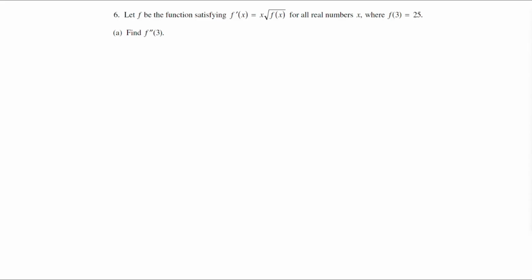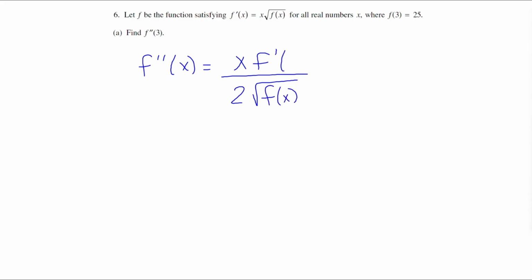So we're going to get a second derivative here. We're just going to take the derivative of x root f of x. So f double prime of x, we'll use the product rule, right? It's x times the derivative of root f of x. Well, root f of x has a derivative of 1 over 2 root the function times the derivative of the function, which is f prime of x. Then we'll add to that, with the product rule, the second part of the product rule, the derivative of x, which is 1, times root f of x.